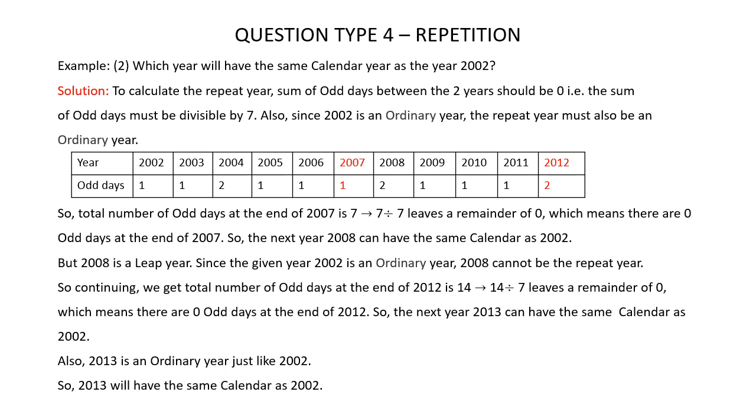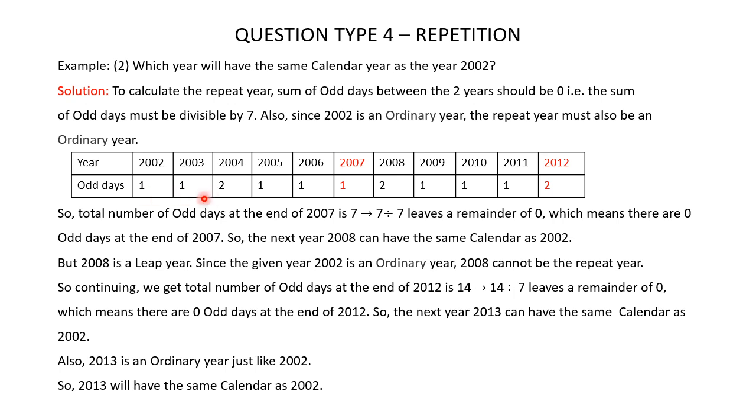So clearly 2008 cannot be the repeat year. So let's continue with counting the odd days. Here 2008 is a leap year, so two odd days. 2009 is an ordinary year, so one odd day. 2010 is an ordinary year, so one odd day. 2011 is an ordinary year, so one odd day. 2012 is a leap year, so two odd days.